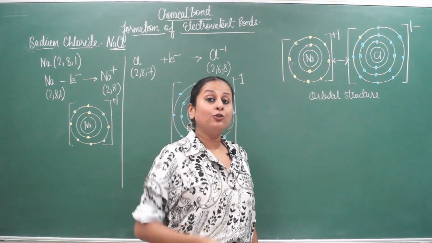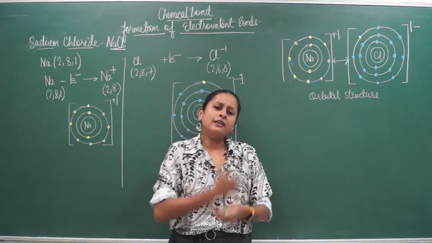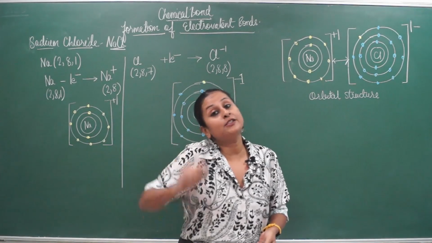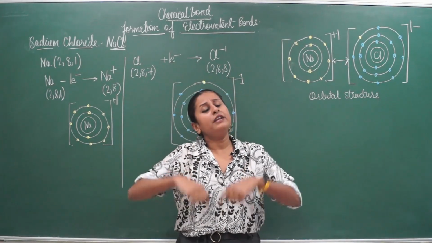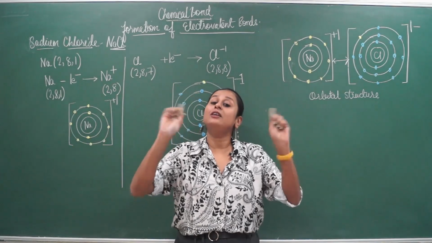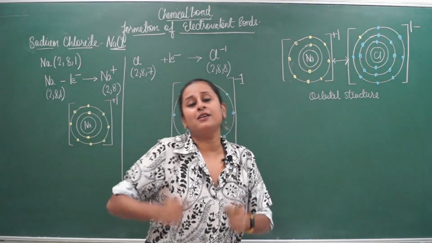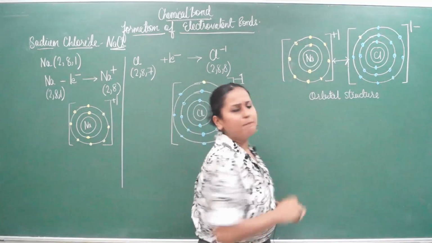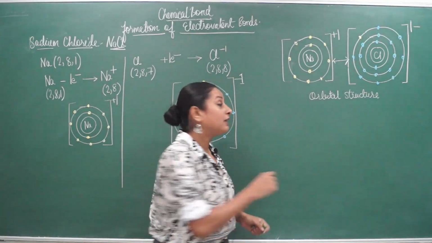Let me also show you the electron dot structure. What is the speciality of the electron dot or Lewis dot structure? We only draw the last shell. We don't even draw the shell, we just show the last shell or valence shell electrons. It's a simpler structure to understand any compound formation. So what will be the Lewis dot structure or the electron dot structure?